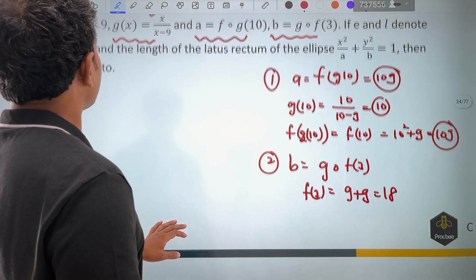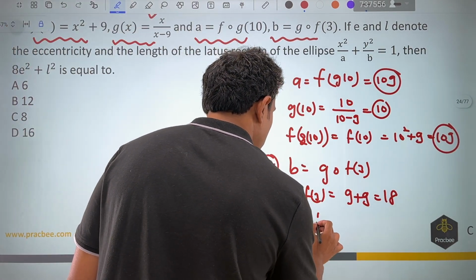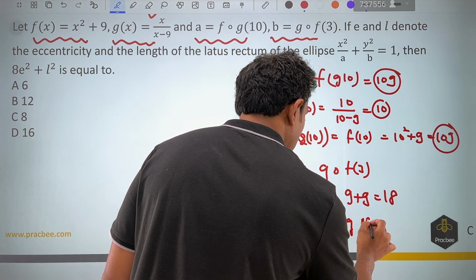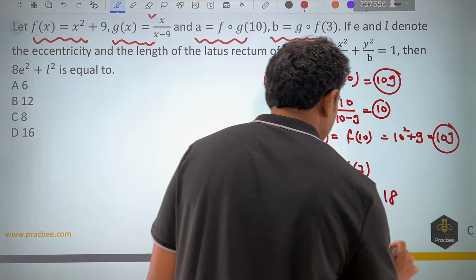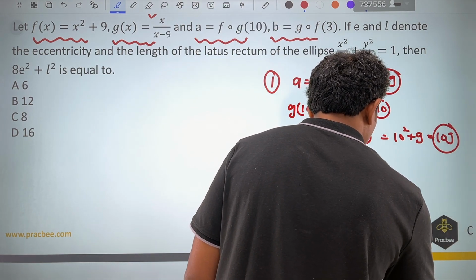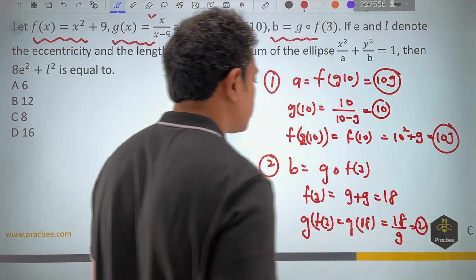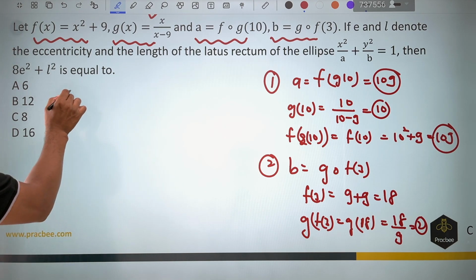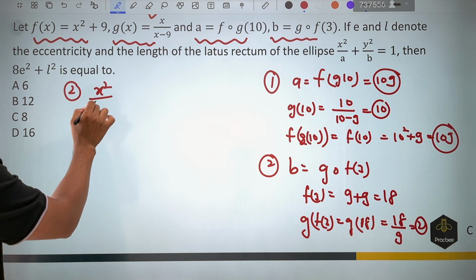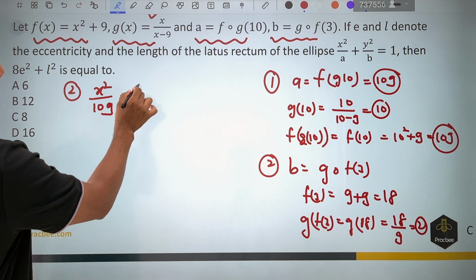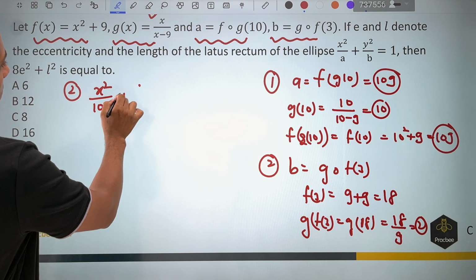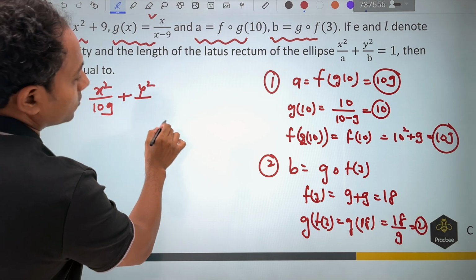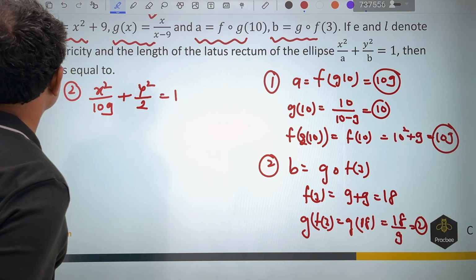Now if I put this value in g, so g of f of 3 would be equal to g of 18. And if I put this value, 18 by 9 comes out to be 2. Once you have done all of this, now let us write the equation of the ellipse. It is x square by a. So a was 109, plus y square by b. b was nothing but 2, is equal to 1.